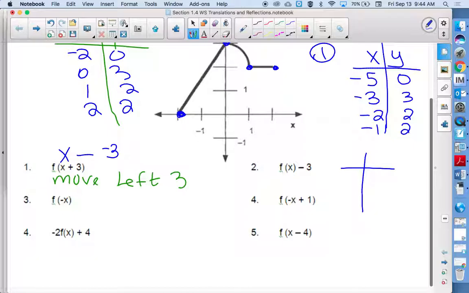Feel free to put the T-chart next to the number or put it next to the graph. But I'd suggest making your T-chart first, plotting those points, and then connecting it like the graph is showing. So all your graphs should look the same, but they're just going to be shifting.